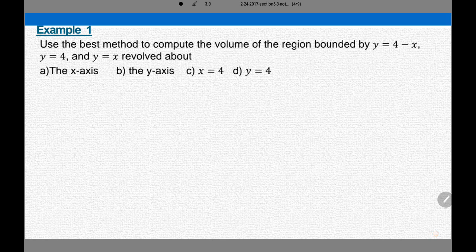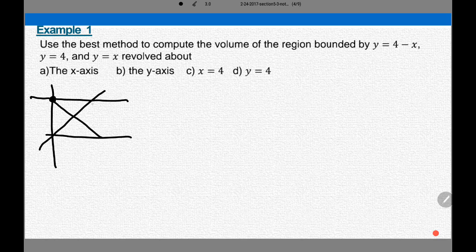So the first step, as always, is to sketch a graph of what we're rotating. So we've got this, and we've got 4 minus x for y, so we start up here at y equals 4 and go down here, and then we do y equals x, and then we've got the line y equals 4. So we got this little region up here, and this is what we're going to be rotating in each part of the problem, except we're rotating about different lines.